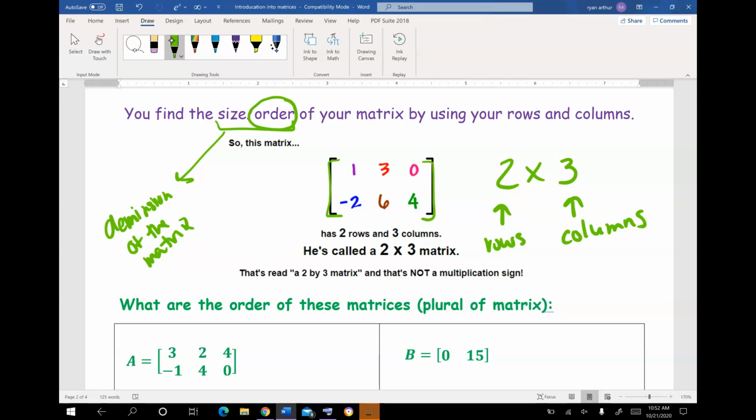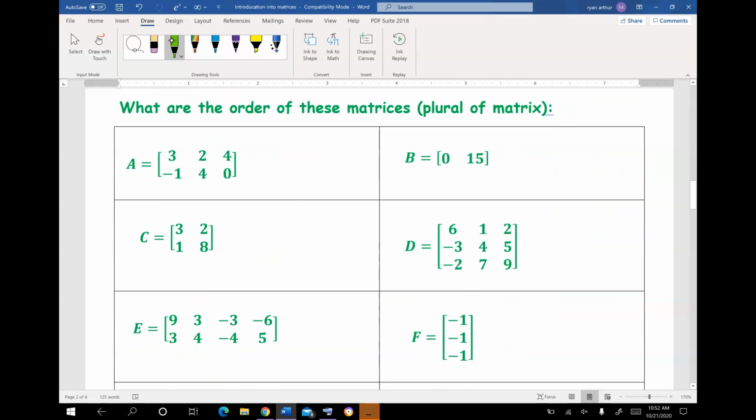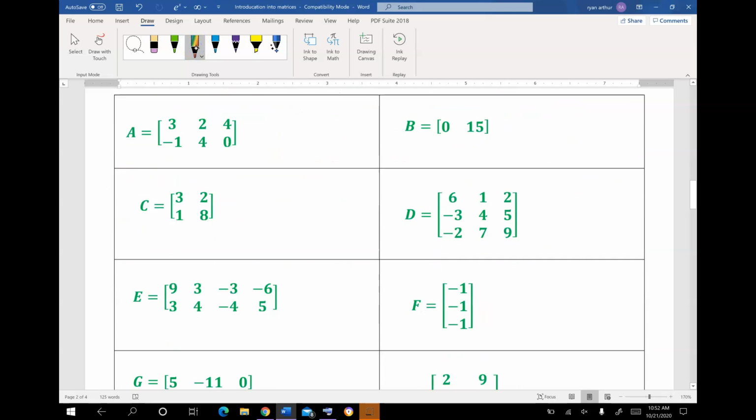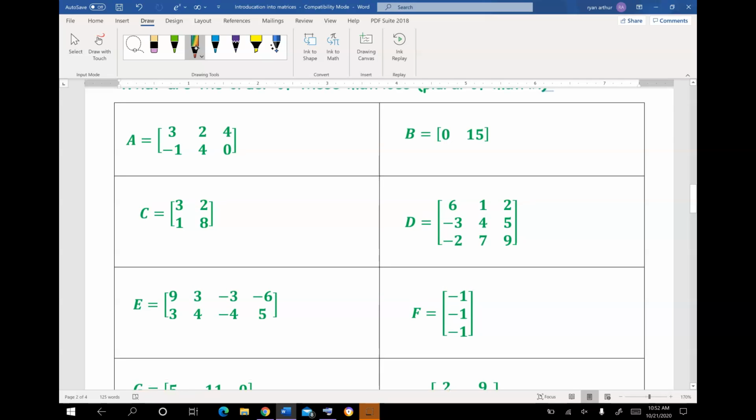Okay? So what I want to do these next problems is I want to find the order of these matrices. All right? So remember, it is rows by columns. So there are 2 rows here, and there are 3 columns. So it's a 2 by 3. There is 1 row here and 2 columns. There is 2 rows and 2 columns. This is a special matrix that we're going to talk about. This is 3 rows and 3 columns. This is also special matrices.